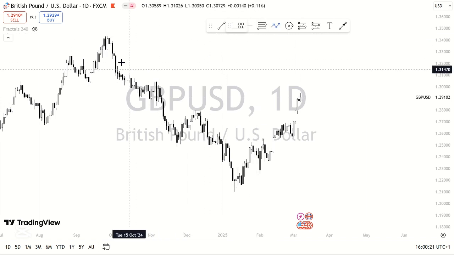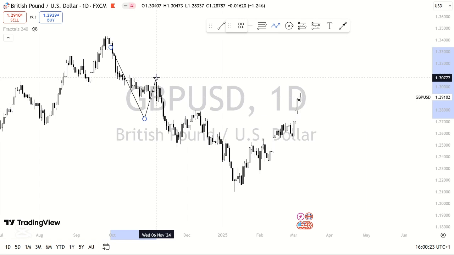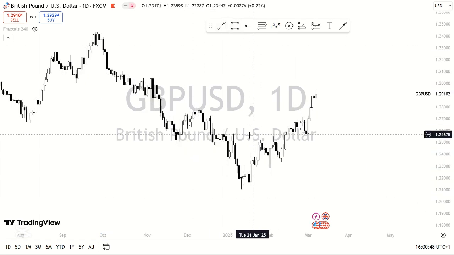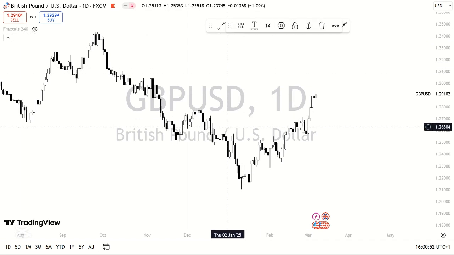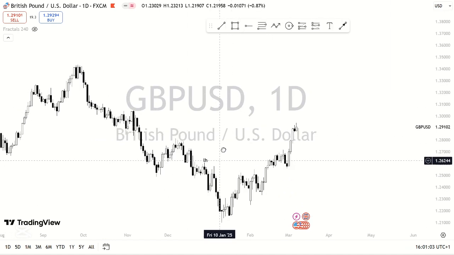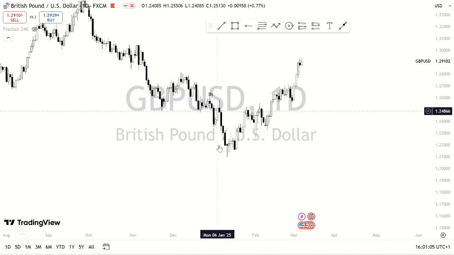So, we can see that price was in a downtrend because it's making lower highs, lower lows, lower highs, lower lows. So, we can see that it made it up onto this point. This point here was the last lower high. It's a lower high because it's the last up candle before the downward move.